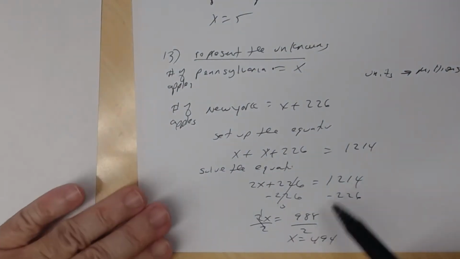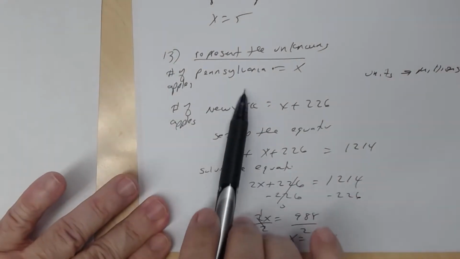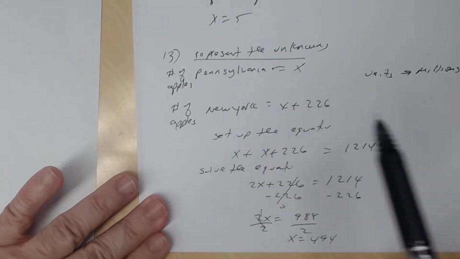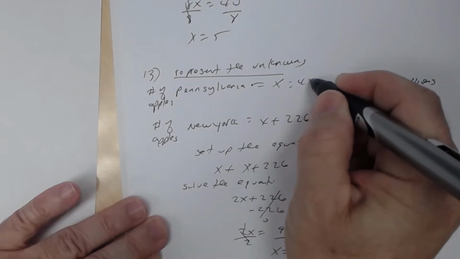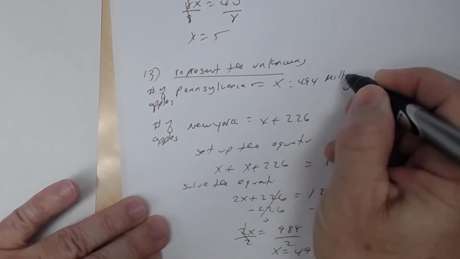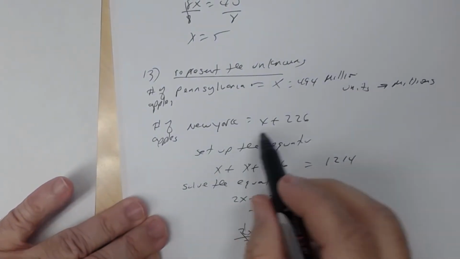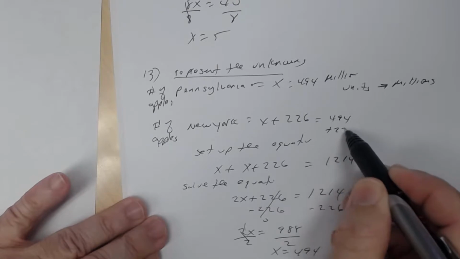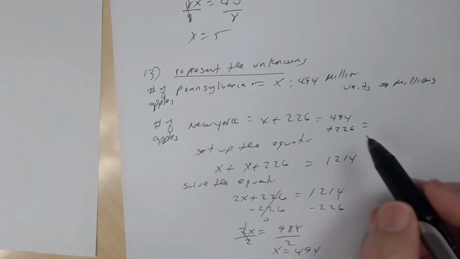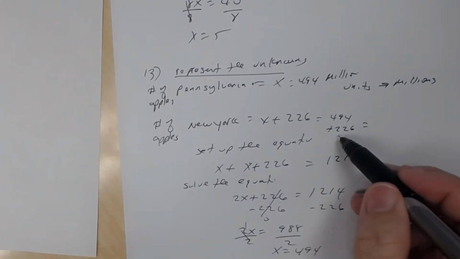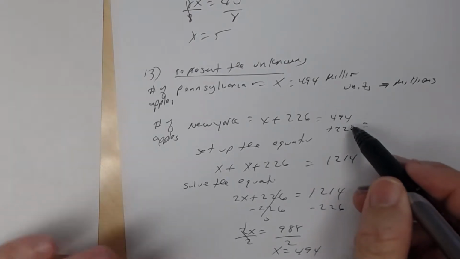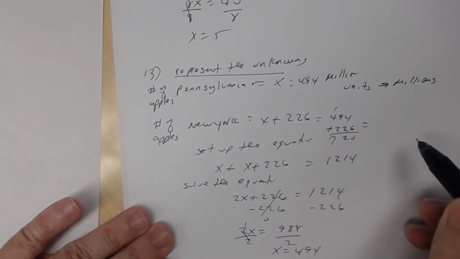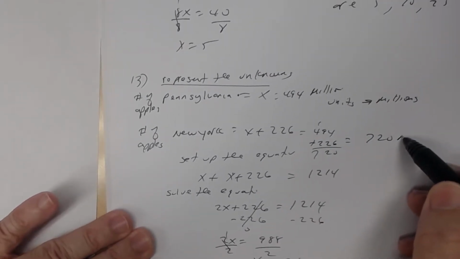So let's remember what that is. Let's go back where we represented these unknowns. So the number of apples that Pennsylvania produces is x, so that is 494 million apples. And then the number of apples that New York produced is 494 plus 226, and that's going to be 720 million apples.